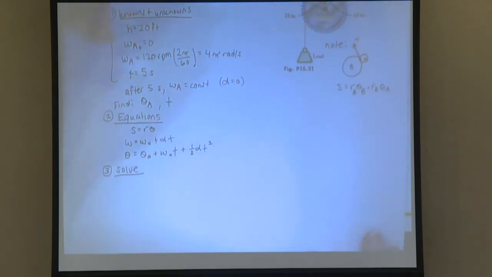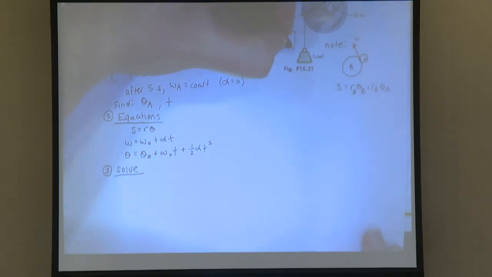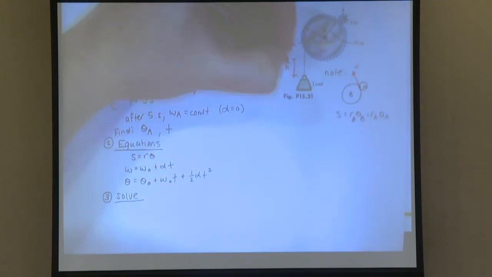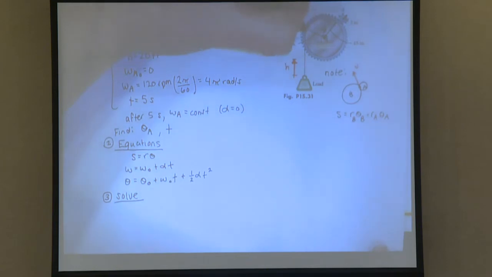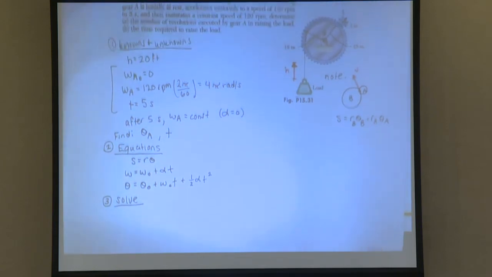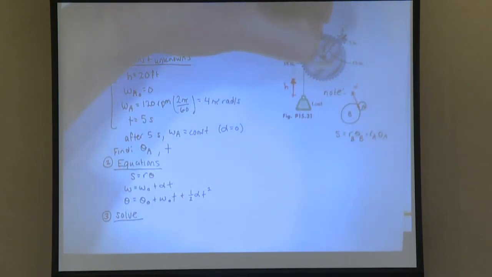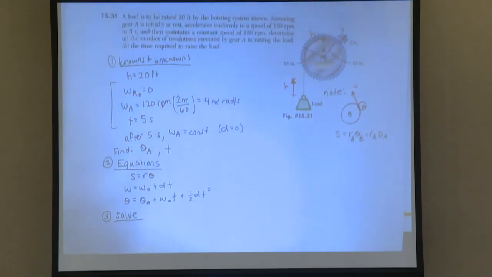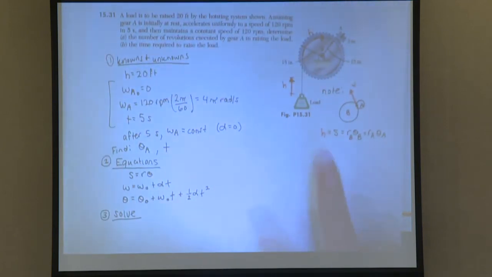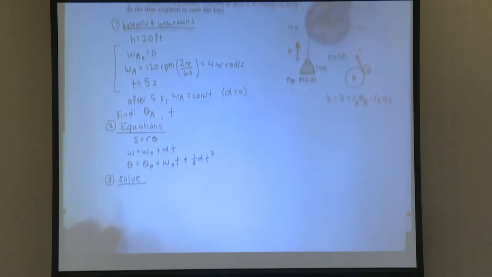Basically what I'm saying is we know that this height here, this is the h that I want. We want this to go up by h. That means that b, can you guys see that okay? This is going to be h. The circumference will be h. So this s that we had written here, that's the h, or the height that we want to raise it. So we can go ahead and find the number of revolutions that b has to go through.